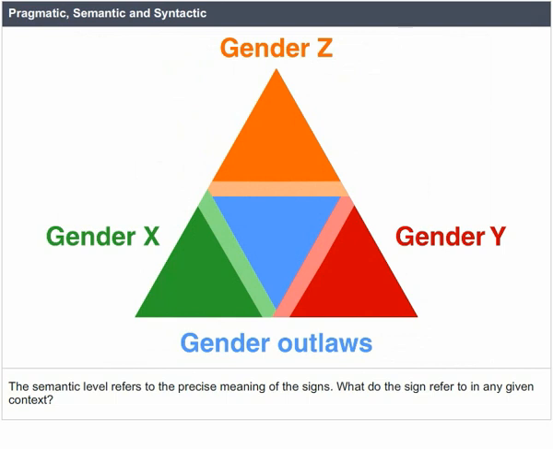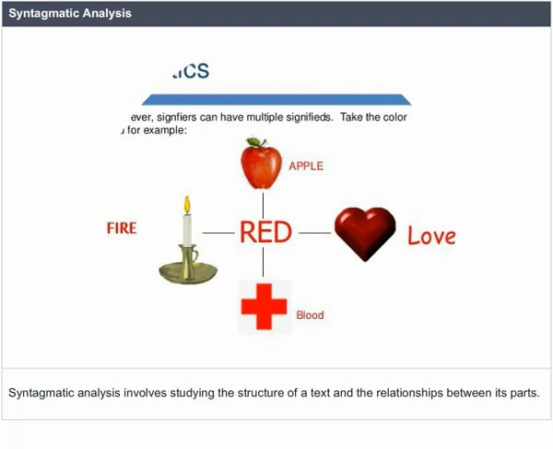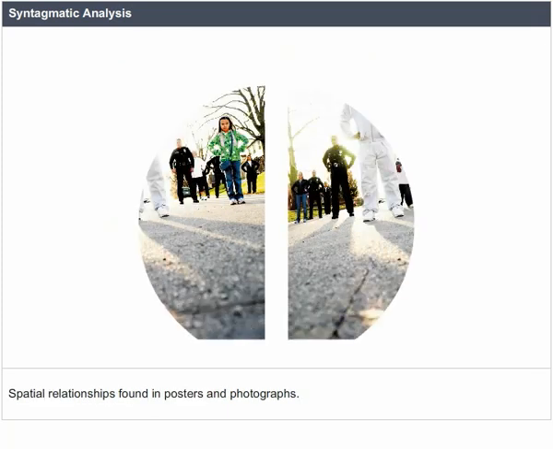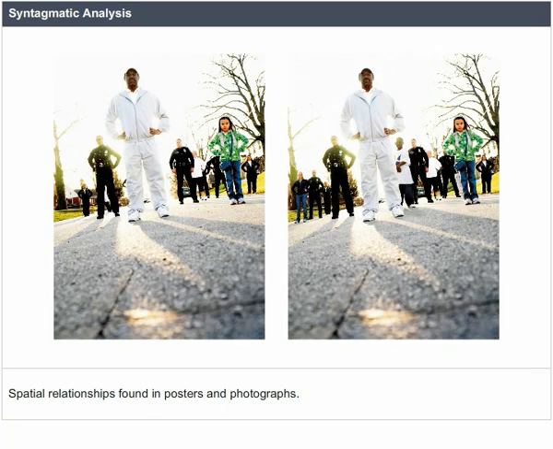Syntagmatic analysis. Syntagmatic analysis involves studying the structure of a text and the relationships between its parts. There are three syntagmatic relationships: sequential relationships found in film and television narrative sequences, spatial relationships found in posters and photographs, and one more, conceptual relationships, such as in an argument.